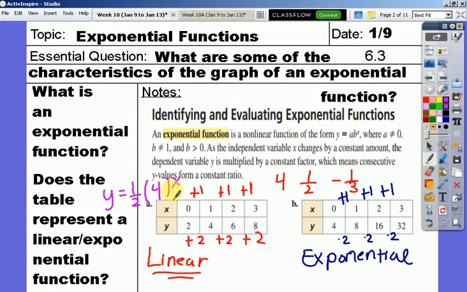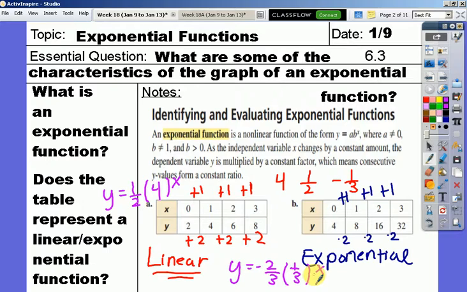Four to the x, okay? This 1/2 is going to be a compression. It's going to compress my parent function, which is 4 to the x. If I had y equals -2/3 times 1/3 to the x, what's my parent function?